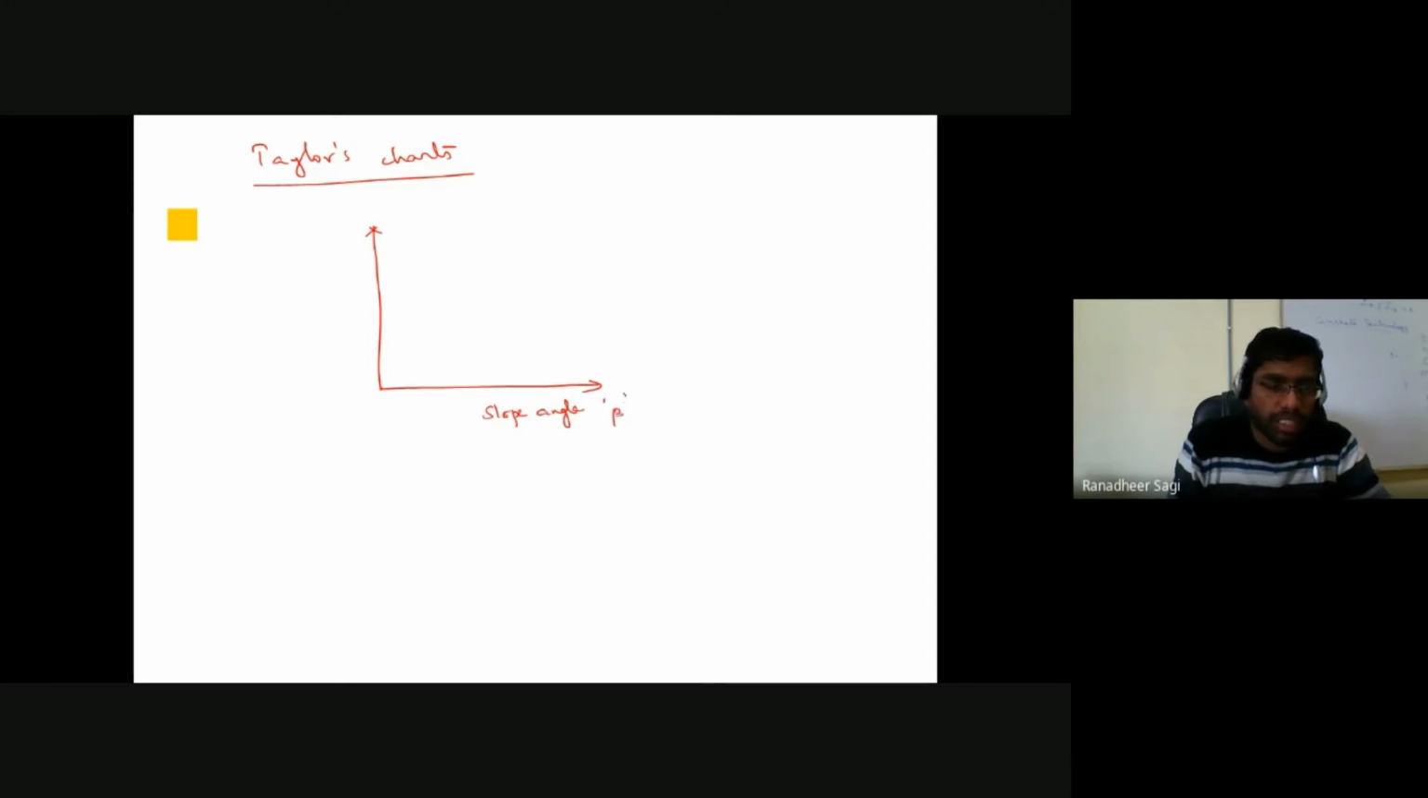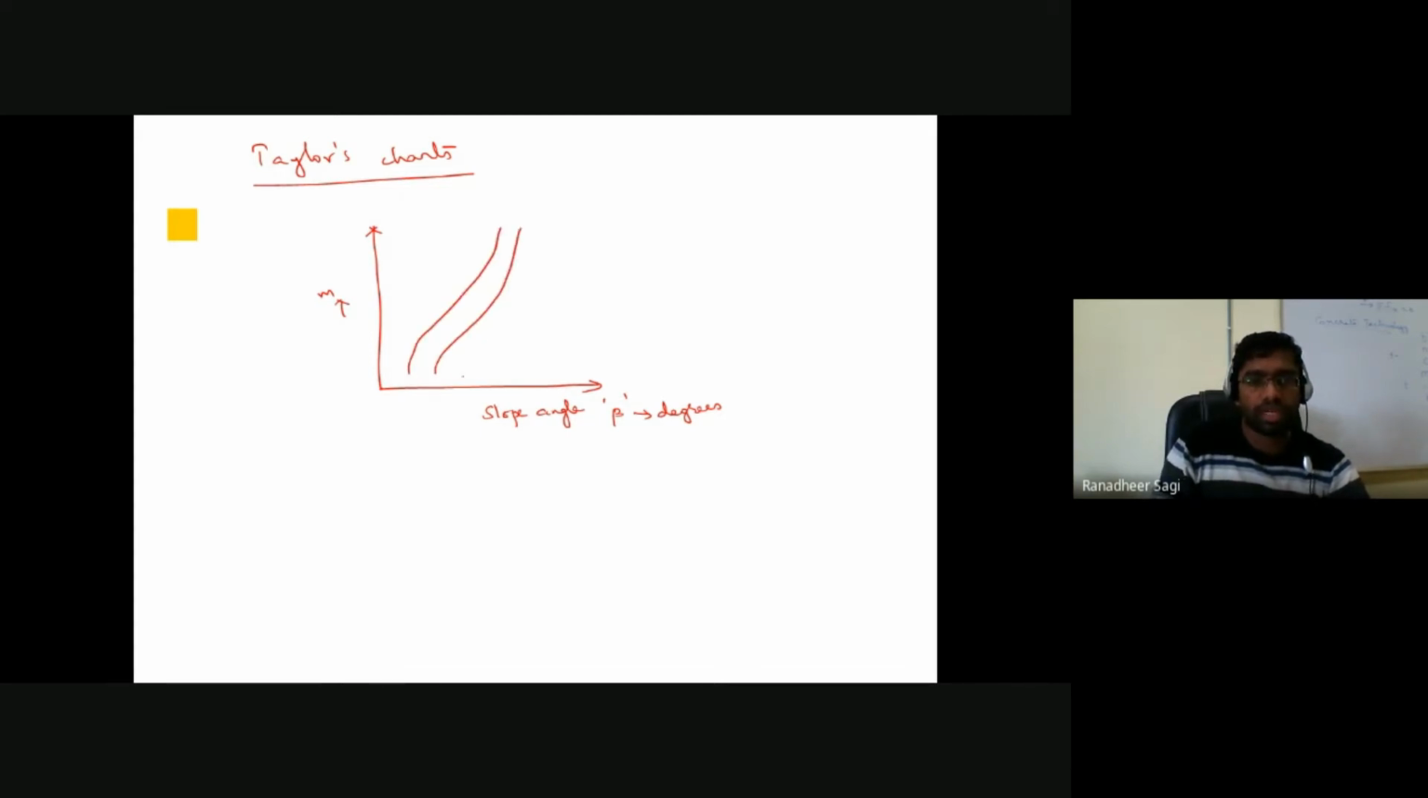Okay, so let's quickly understand some of those Taylor charts that we find in our textbooks or in the literature. So let's say he gave some chart like this, where it's a graph plotted between slope angle, which we represent as beta in degrees. This beta angle is going to be in degrees on the horizontal axis. And on the vertical axis, it is your Taylor stability number. So he gave some set of curves like this.